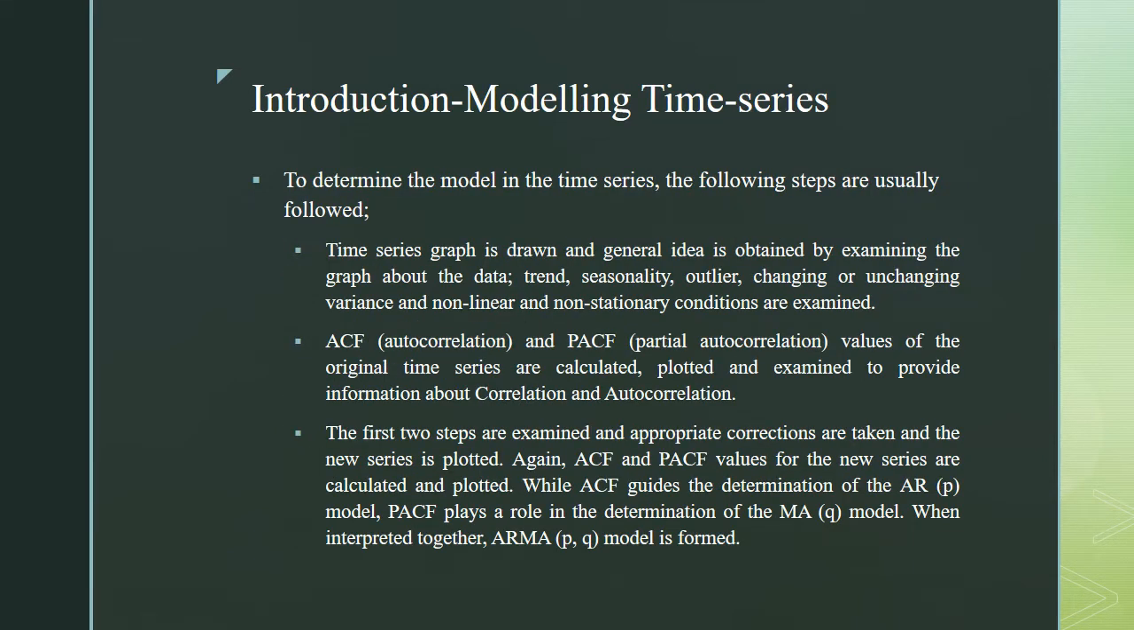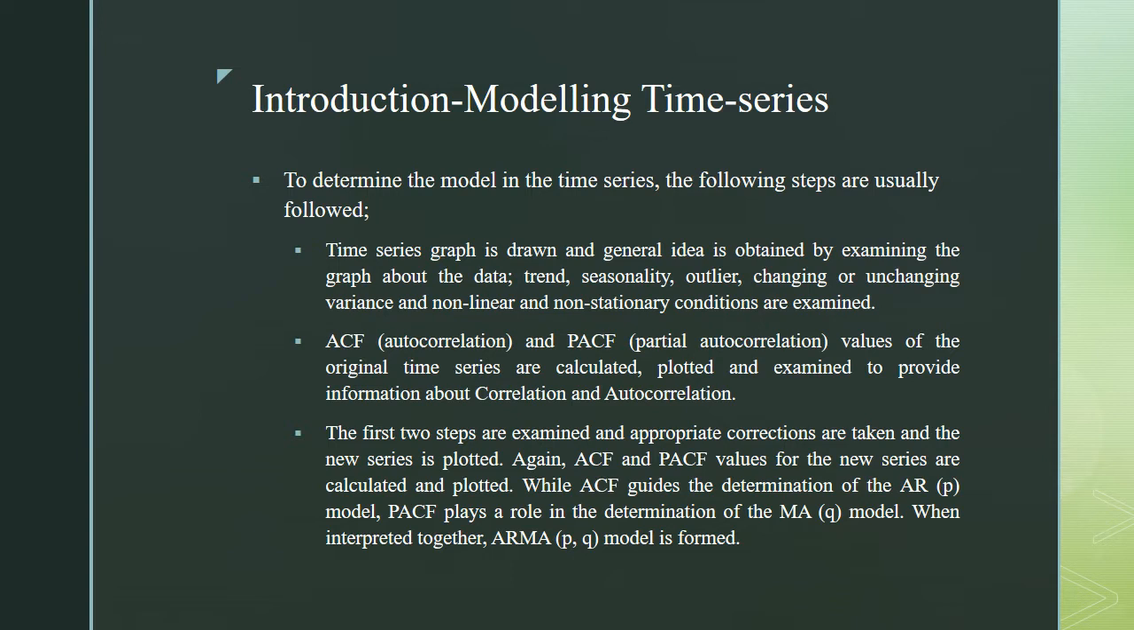Introduction. Modeling time series. To determine the modeling in the time series, the following steps are usually followed. The time series graph is drawn and a general idea is obtained by examining the graph about the data: trends, seasonality, outliers, changing or unchanging variance, and nonlinear and non-stationary conditions are examined. Autocorrelation and partial autocorrelation values of the original time series are calculated, plotted, and examined to provide information about correlation and autocorrelation.